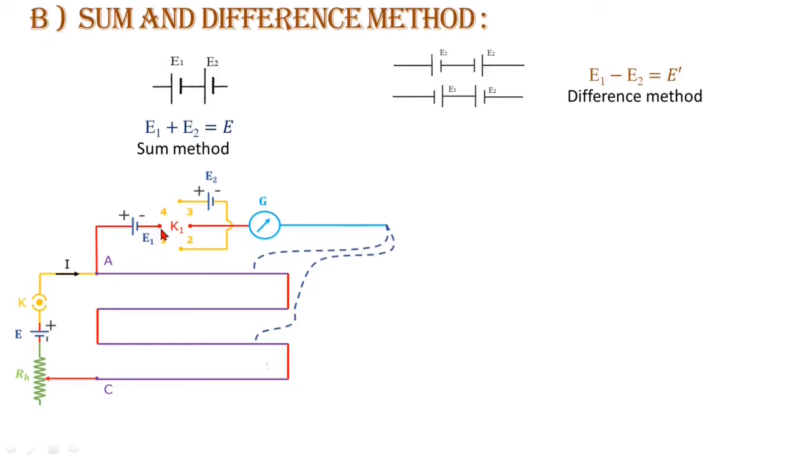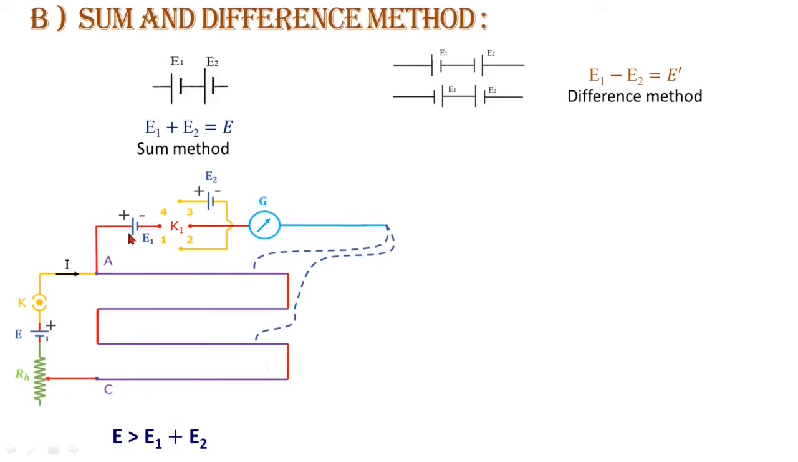Here are terminals 1, 2, 3 and the fourth. The terminals are here and this is the path for connecting the cells in sum and difference method. As shown in the diagram, a battery of stable EMF E is used to set up a potential gradient V by L along the potentiometer wire.